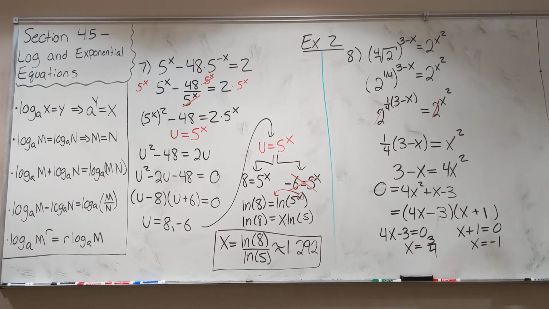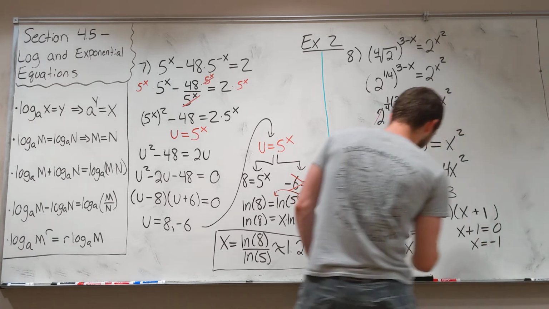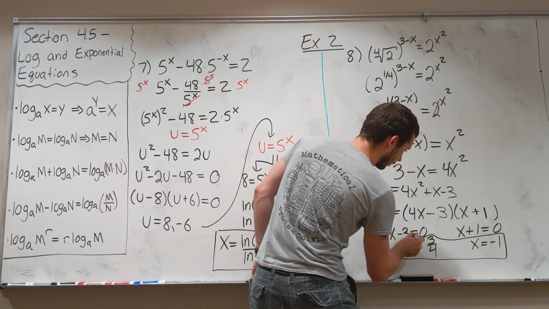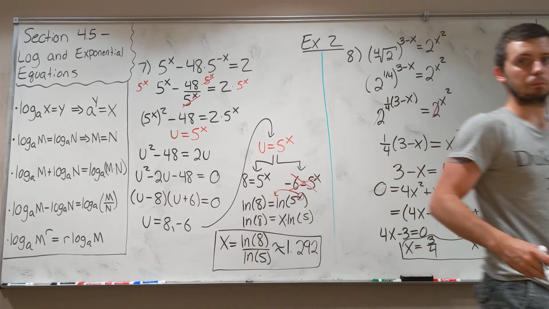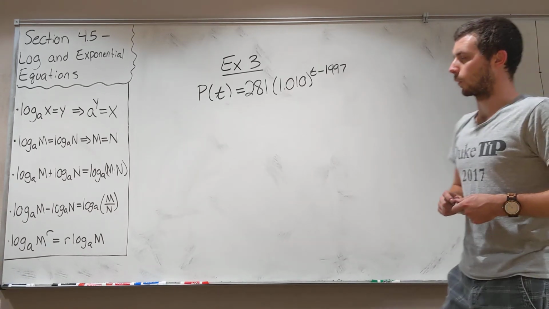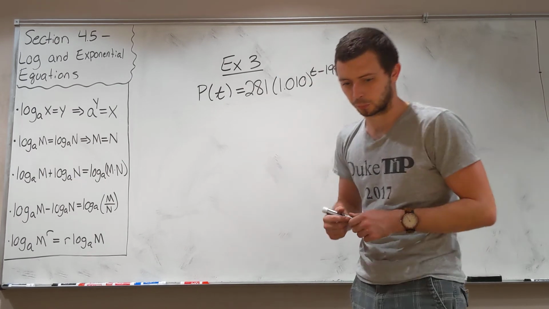And you might think, all right, so we get -1, we toss that answer, right? We do not have to toss the answer, because we never had any logarithms. We only had to do that when we had logarithms. So here, both of these answers would actually be part of your solution set. And that would conclude example 2. So once you conclude this section, we're going to go ahead and finish up example 3.